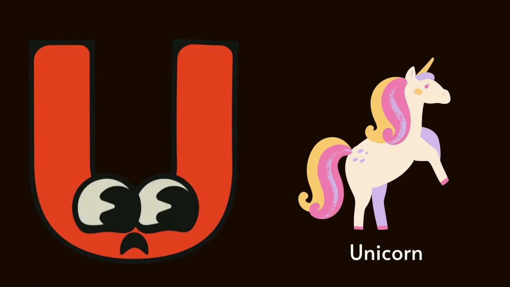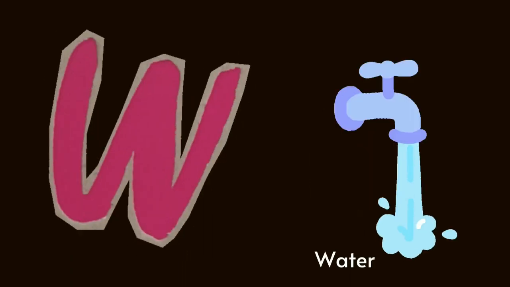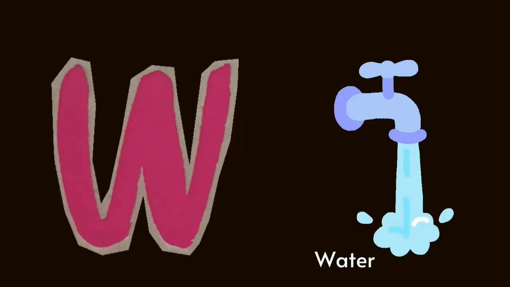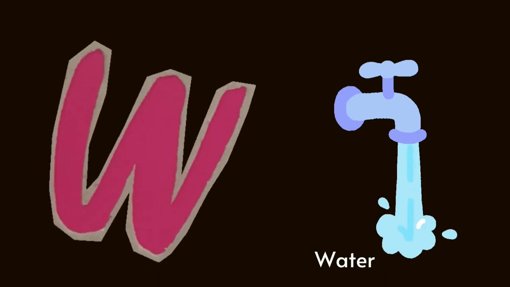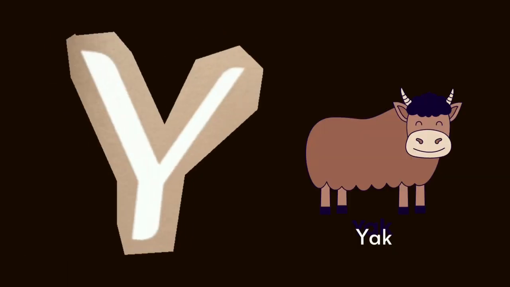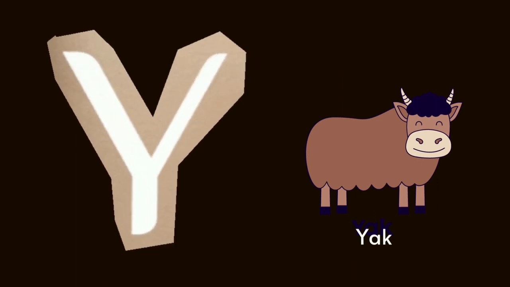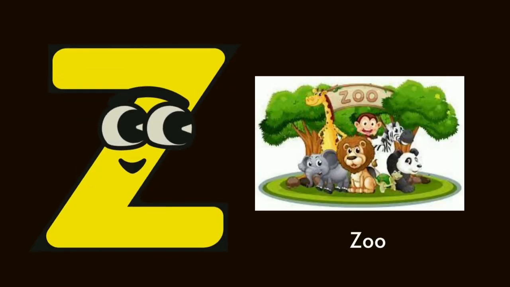U for unicorn. V for vase. W for water. X for x-ray. Y for yak. Z for zoo.